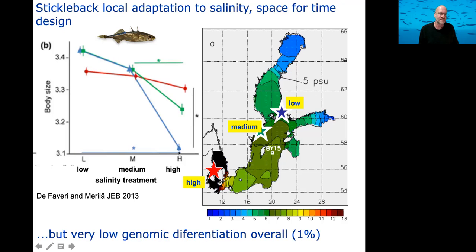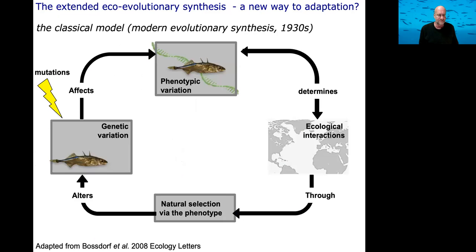So we do see some home site advantage here for the stickleback. However, full genome sequencing that was conducted a couple of years ago showed an extremely low genetic differentiation despite those quite pronounced phenotypic differences. And now I would like to introduce the extended eco-evolutionary synthesis to you.